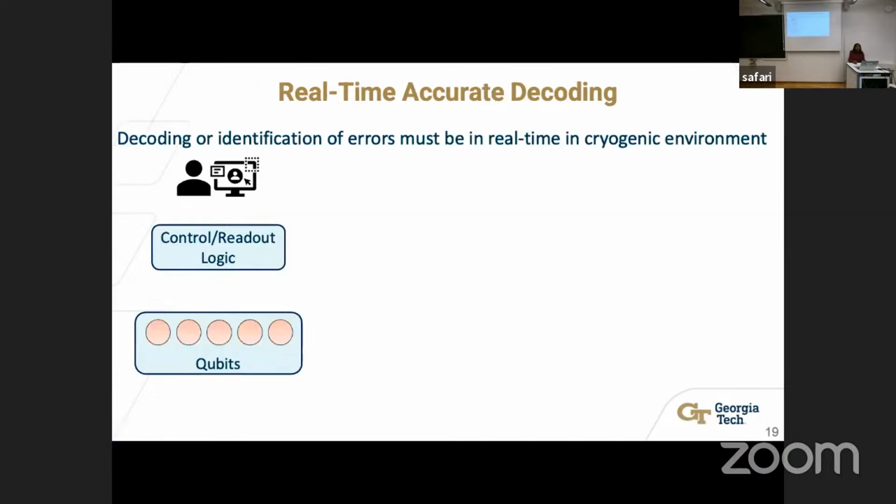And then you must be doing it in real time. As soon as errors happen, you fix them before they accumulate. Back to the classical understanding, let's say you have triple modular redundancy. If you've detected one bit flip, you want to go and correct it, so that the next time a bit flip occurs, it doesn't become uncorrectable. So this is a requirement from quantum error correction, that you want to be able to decode or identify errors very quickly and very accurately. Now, how quickly?